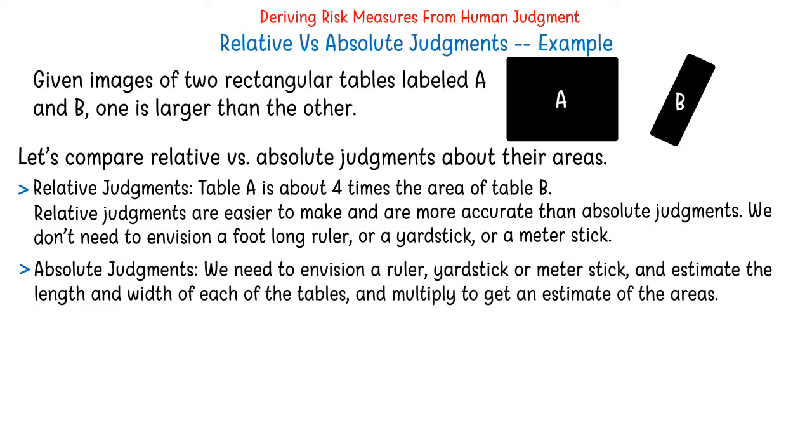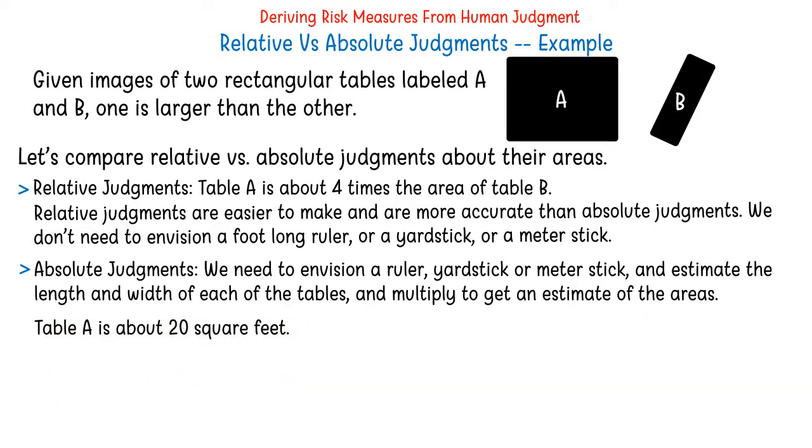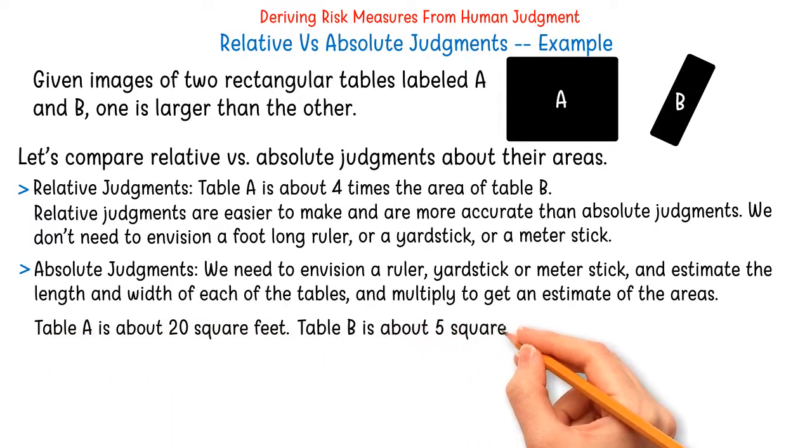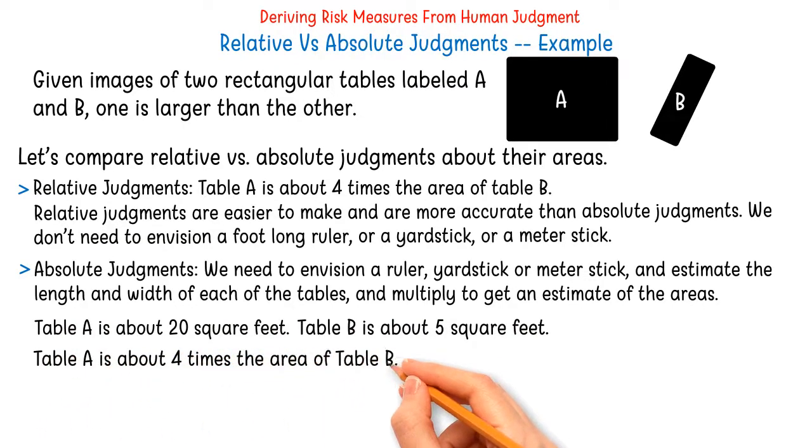Absolute judgments. We need to envision a ruler, yardstick or meter stick, and estimate the length and width of each of the tables, and multiply to get an estimate of the areas. Table A is about 20 square feet. Table B is about 5 square feet. Table A is about 4 times the area of Table B.